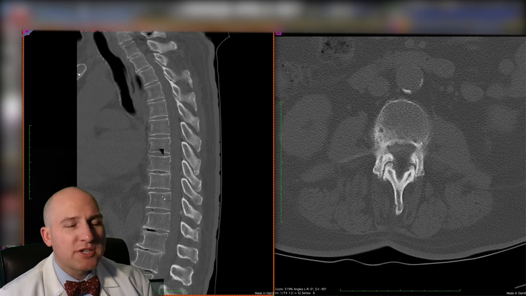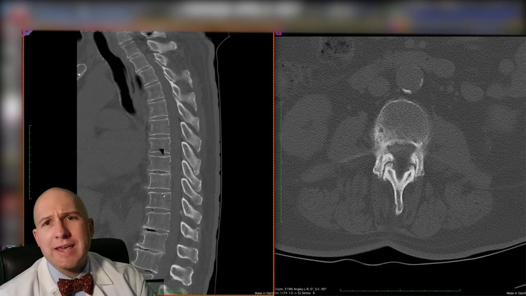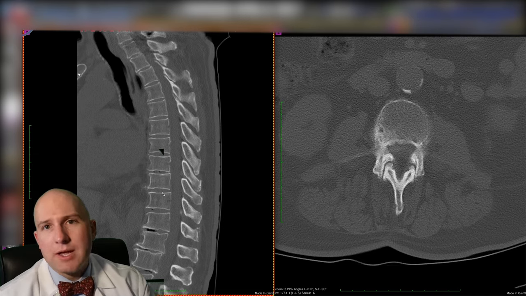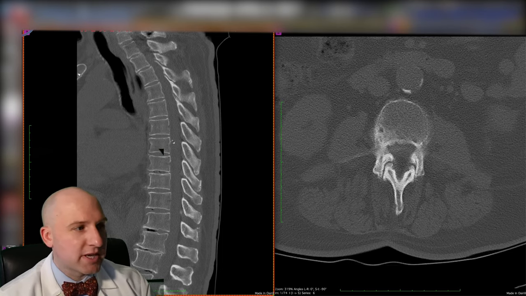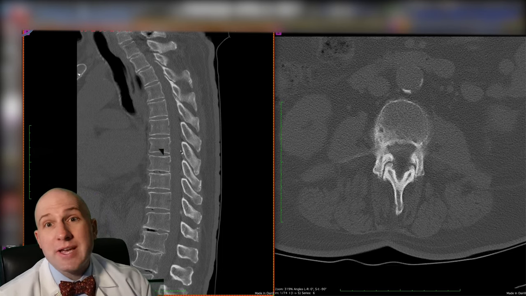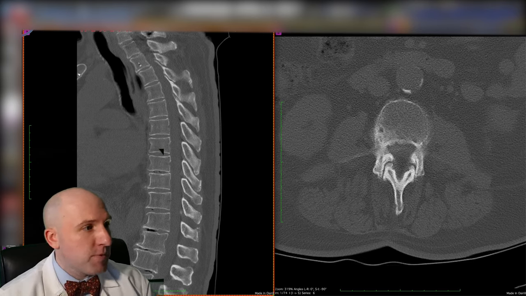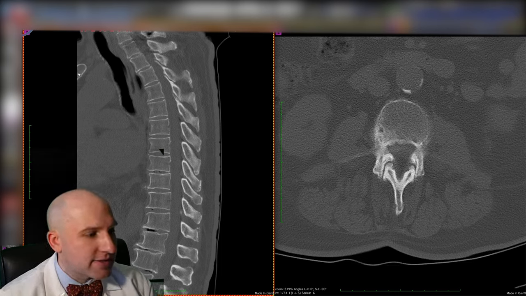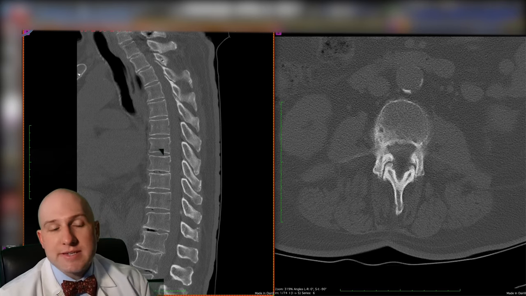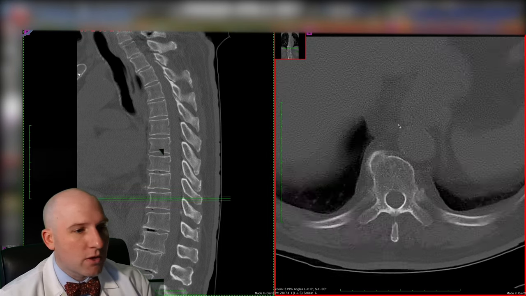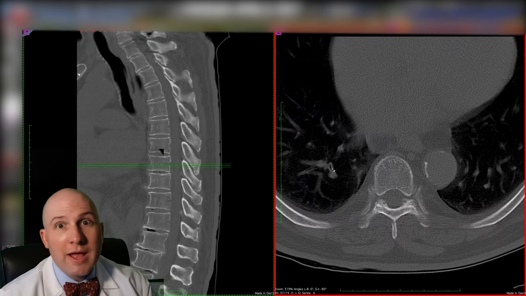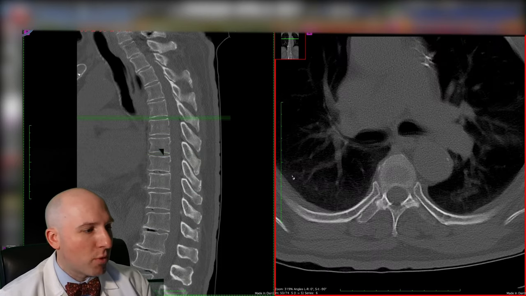Oftentimes, when patients are in the ER and they say, oh, we can't get any imaging, we want you to admit them, tell them to get a CT scan, because we can actually glean a lot of information from a CT scan just by looking for particular shadows. While most of the time we're looking for acute fractures, and so you're going to want to follow these lines. This is a thoracic CT scan, and same thing, we can go through and look at the sagittal and the axial. I think that's very important.